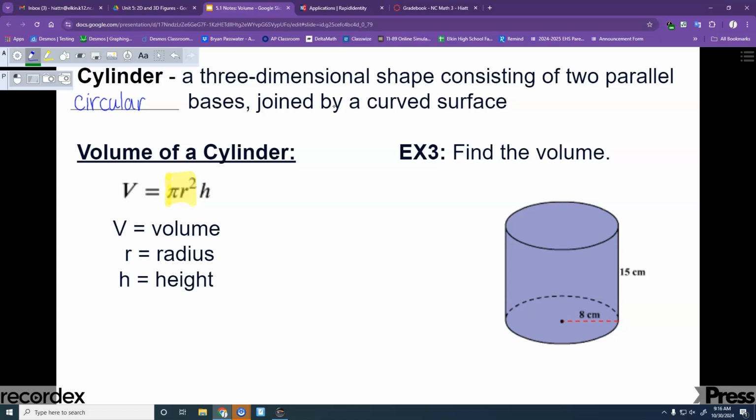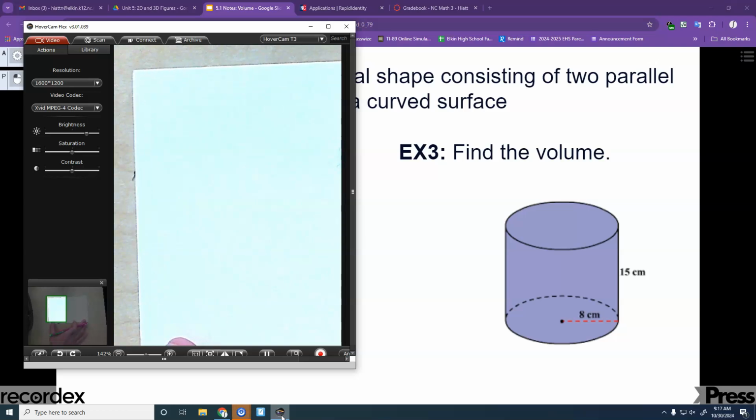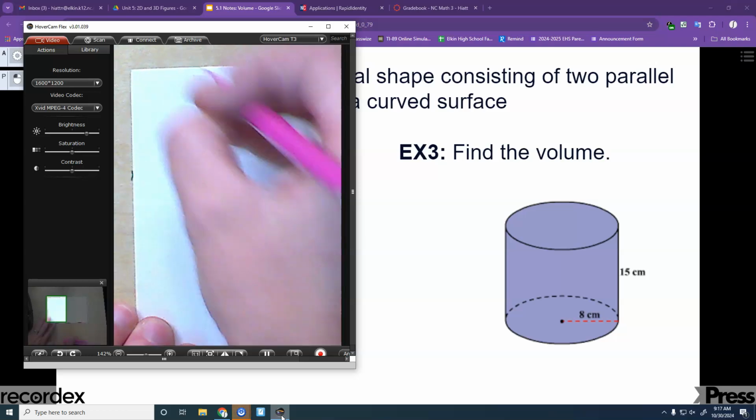I am out of room on my front side. I may have to let you guys have more than one note card. It might be too much for one. Let's see. But let's add this cylinder.